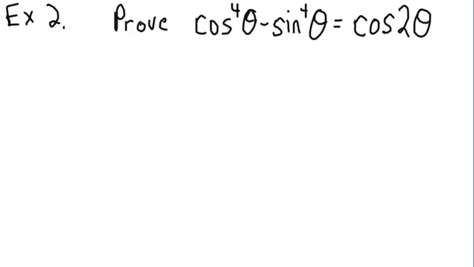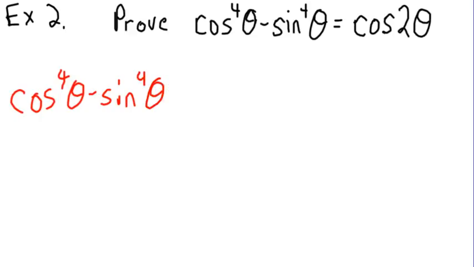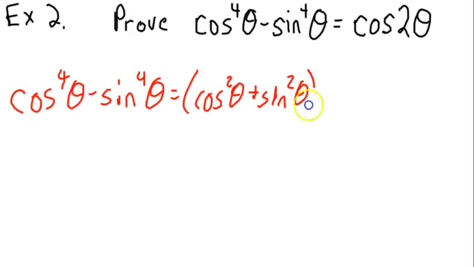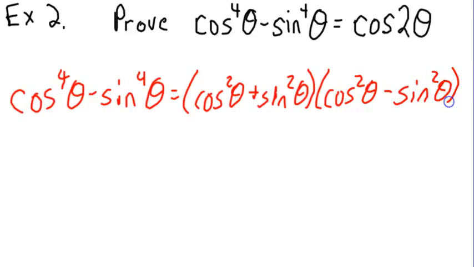So the cosine to the 4th power of theta minus the sine to the 4th power of theta can be broken down as a difference of squares. So that will be equal to cosine squared theta plus sine squared theta times cosine squared theta minus sine squared theta. So using that difference of squares property. If we look at that first factor, cosine squared theta plus sine squared theta, you should know by now that that is equal to 1. That's our first Pythagorean identity.